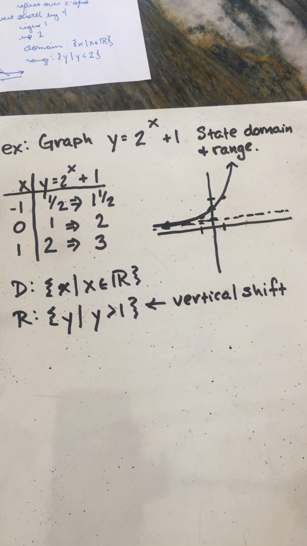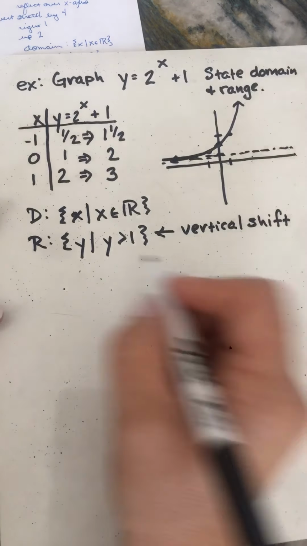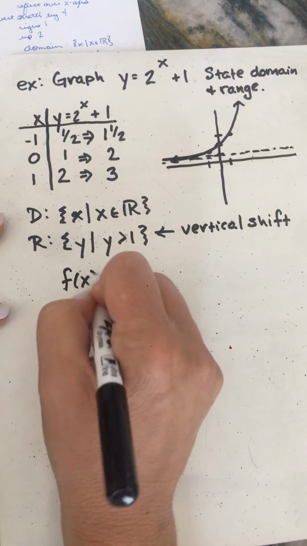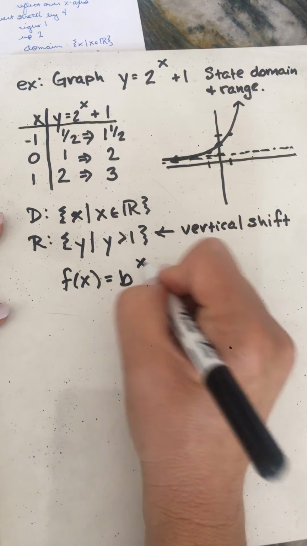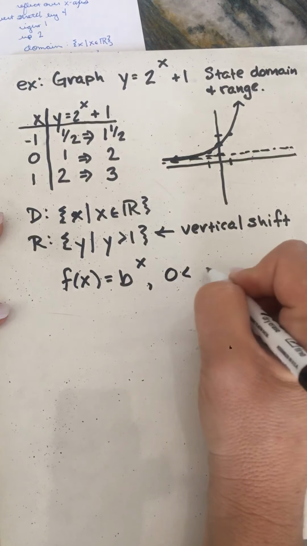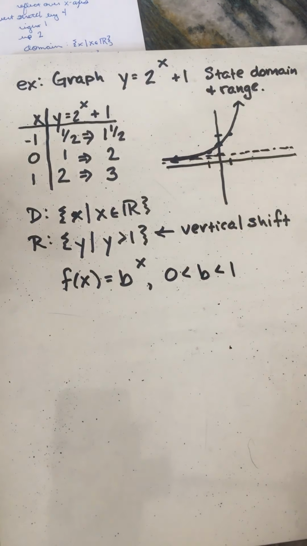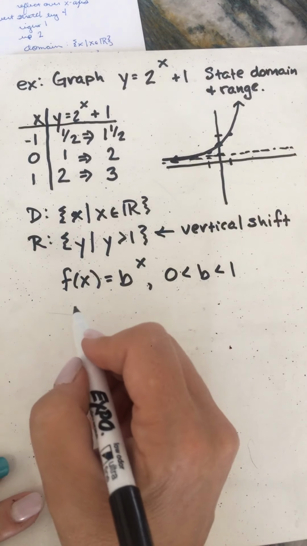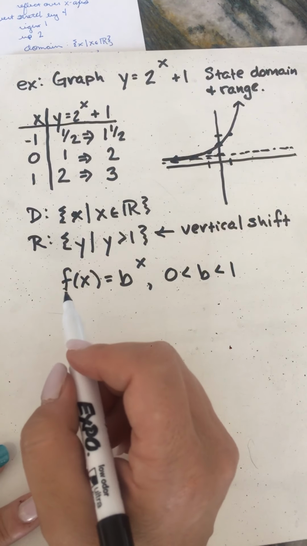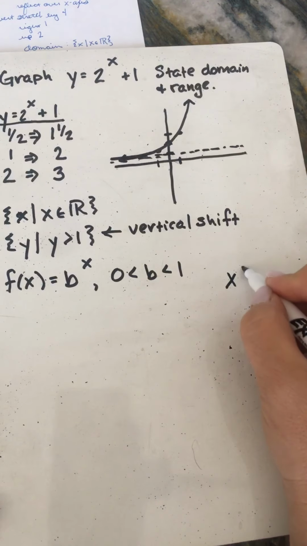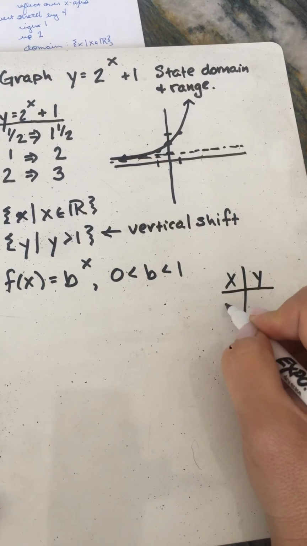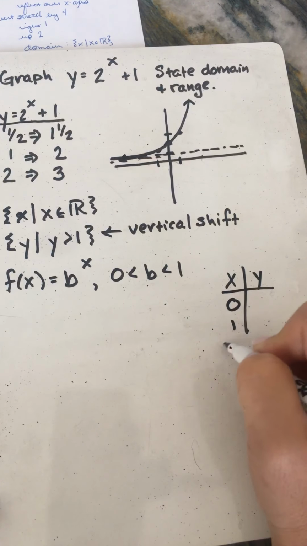Okay, so let's talk about what happens when b is less than 1. So b is going to be between 0 and 1. So b is a fraction. So if we think about it, when we plug in, let's do our table again. I'll do a table over here. We used 0, 1, and -1.